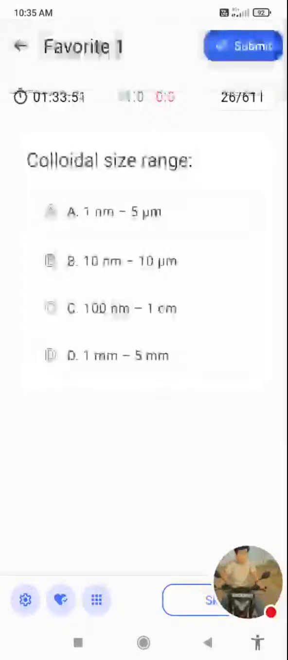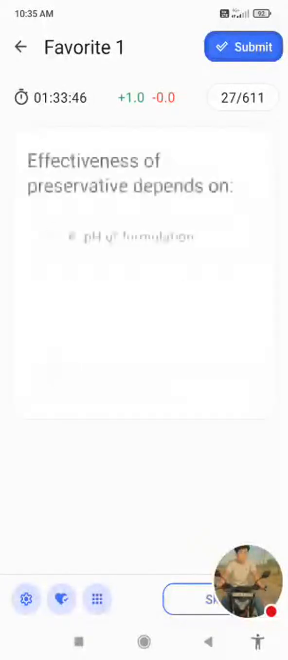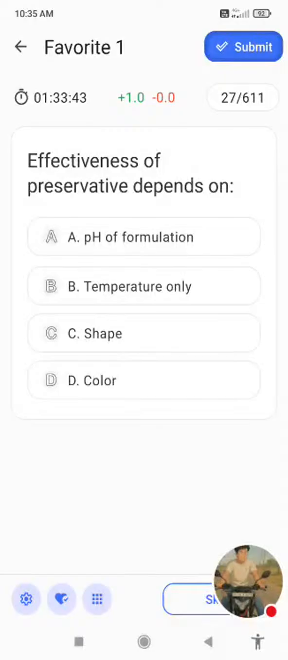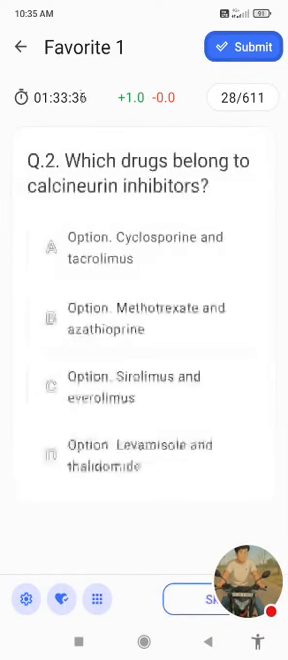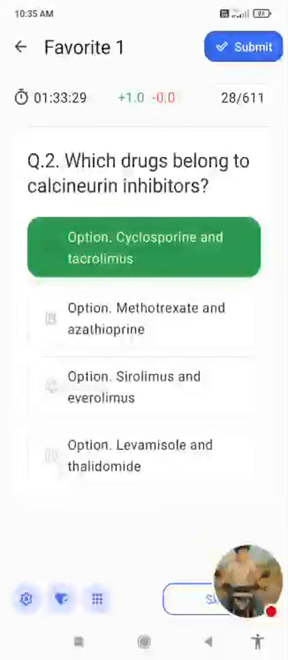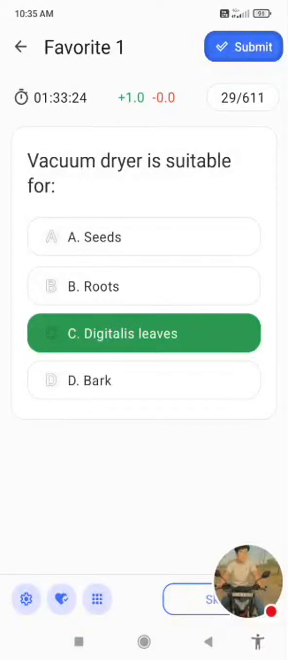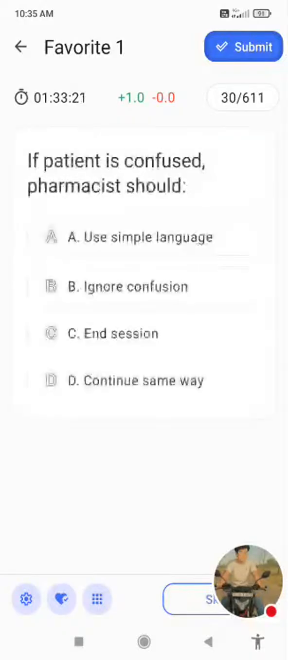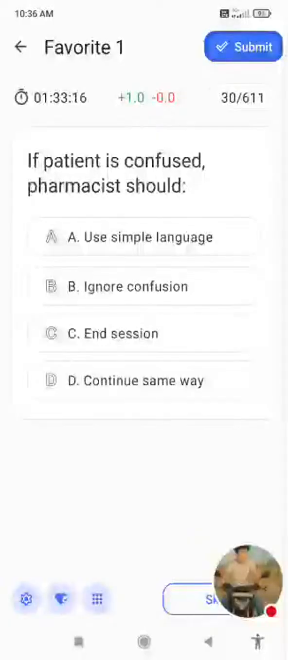Colloidal size range: 1 to 5 μm. Effectiveness of preservative depends on pH of formulation. Which drug belongs to calcineurin inhibitors? Cyclosporin and tacrolimus. Vacuum dryer is suitable for digitalis. If a patient is confused, pharmacist should, option A, use simple language.